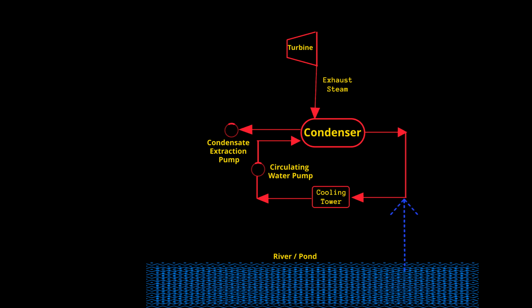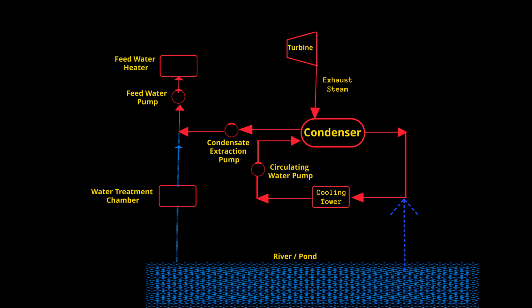Along with the condensed water, some additional water has to be supplied from the river. Due to the presence of lots of minerals and wastes in river or pond water, it should first be treated well in water treatment chambers. And then the demineralized water along with the condensed water is pumped by the feed water pump and from there to the feed water heater and to the economizer.